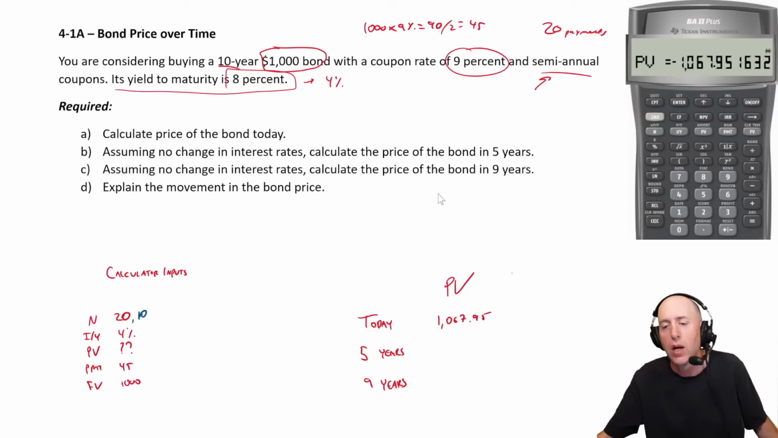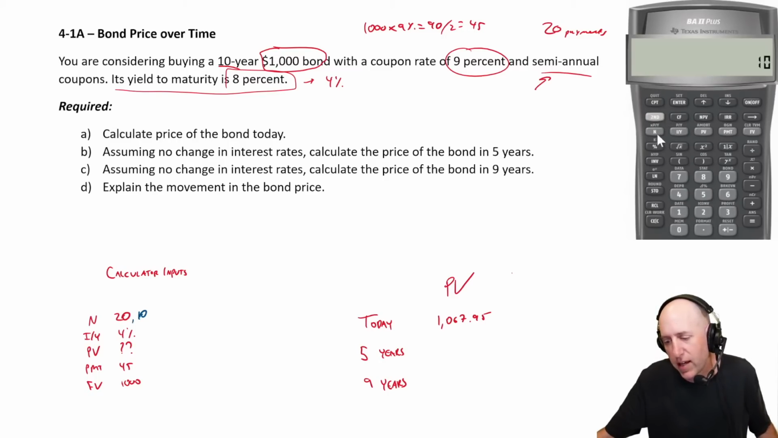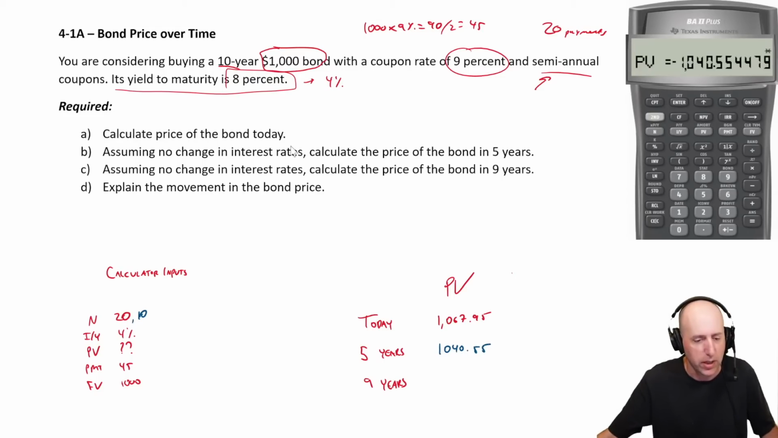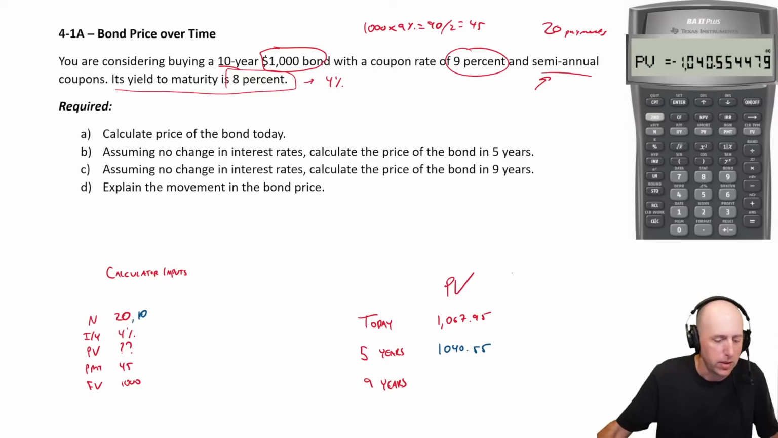Everything else is equal. So again, nice feature of the financial calculator. All I do is put in 10 as N. I could re-input everything, right? Put the IY, but it's already in there. So now I compute PV and I get 1,040.55. All right, the third scenario. So that's the answer, right? Assuming no changes, calculate the price of the bond in 5 years, it's $1,040.55. What about the price of the bond in 9 years? Okay, the price of the bond in 9 years.